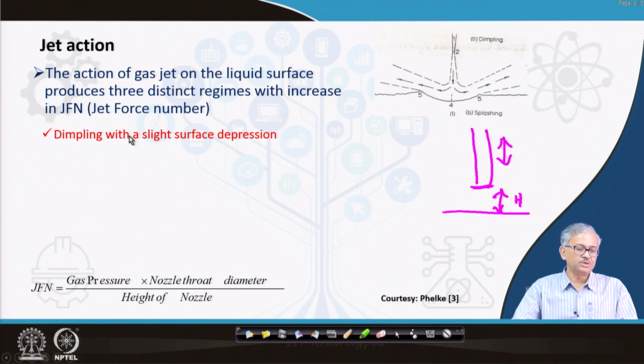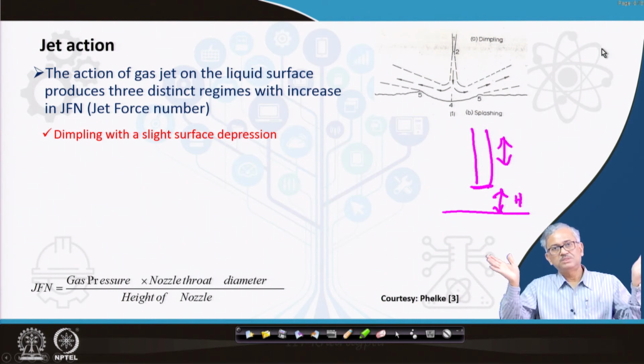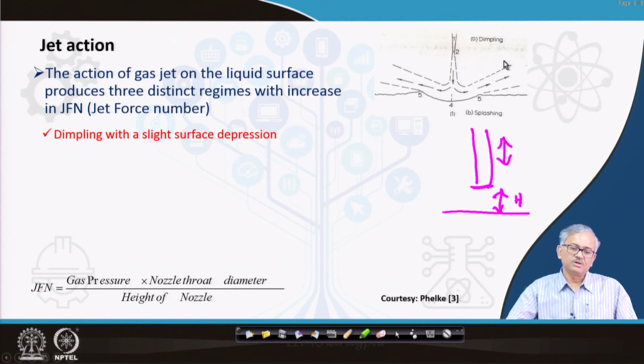One is called dimpling, with a slight surface depression. Here is the nozzle, and whatever the force is, it forms a small dimple, and a lot of splashing of liquid droplets away from it. So a very slight depression is there, and the liquid droplets are ejected across and can hit the refractory wall. So this is not a very good condition.